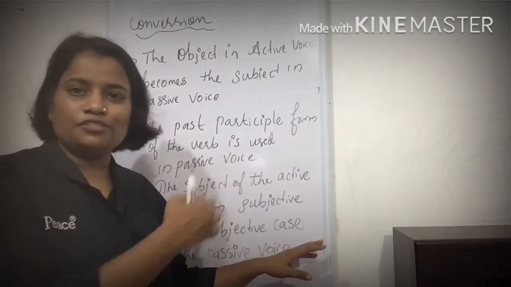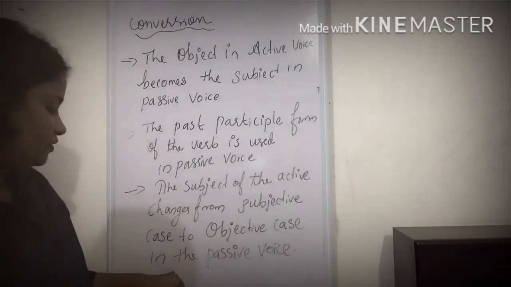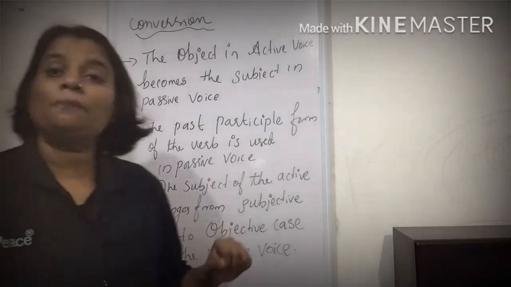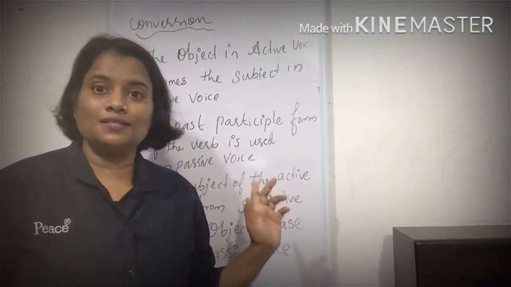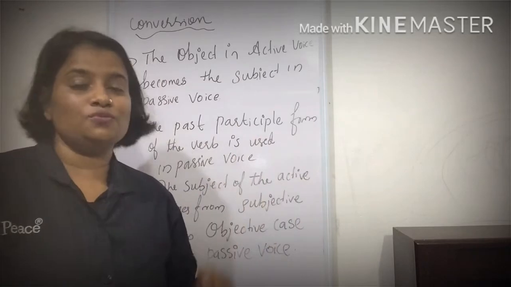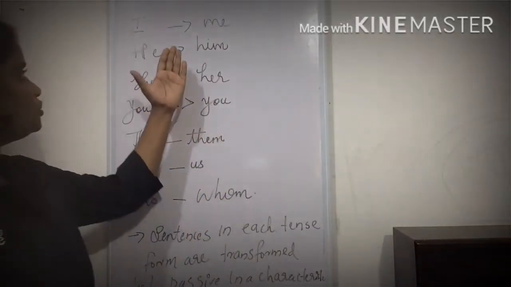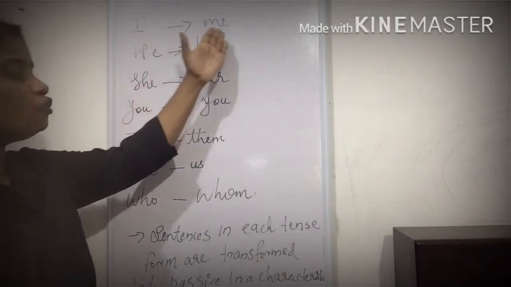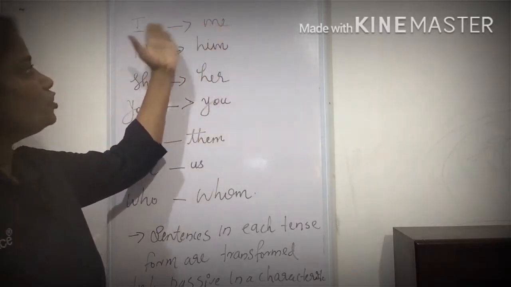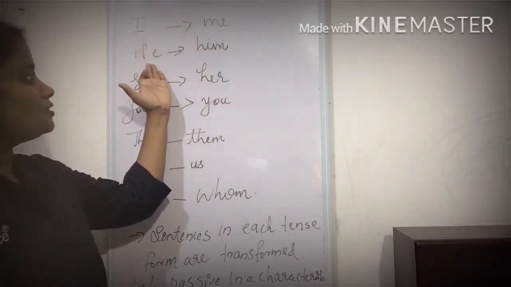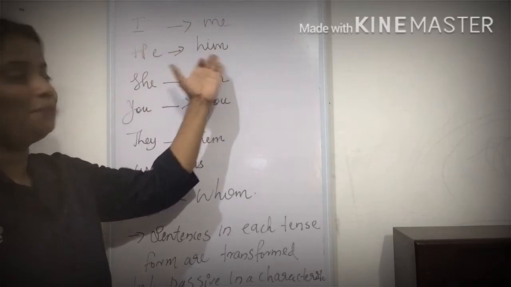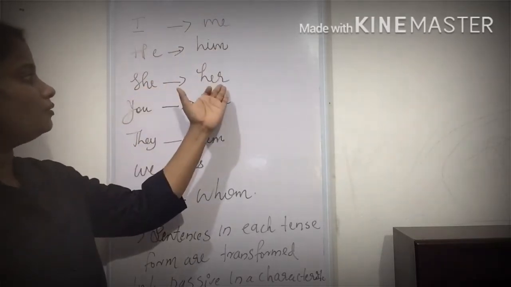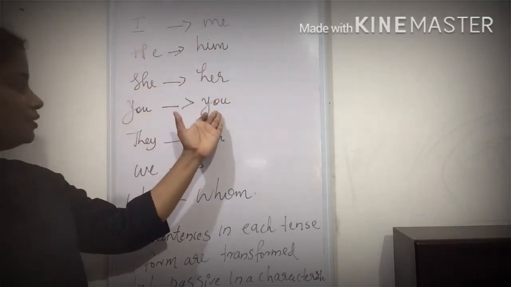I will tell you the transformation. We have lots of examples in the case of passive voice. So let's discuss subjective case to objective case. These are the changes that will happen. I changes to me. He is the subject; the objective case is him. She changes to her. You changes to you itself.